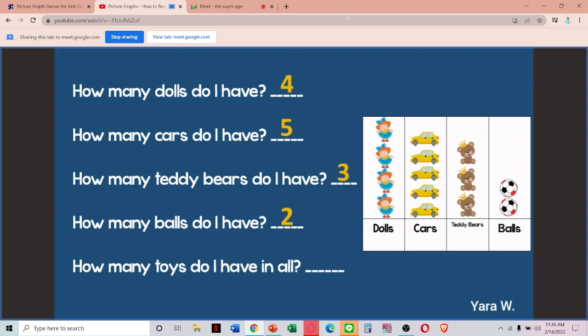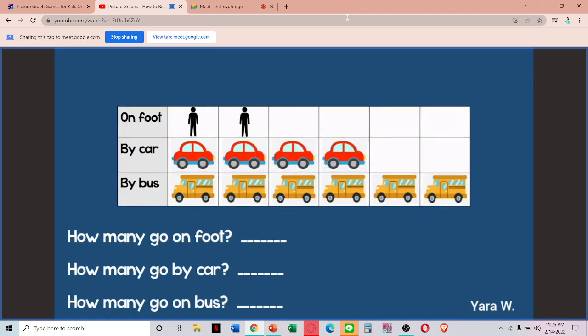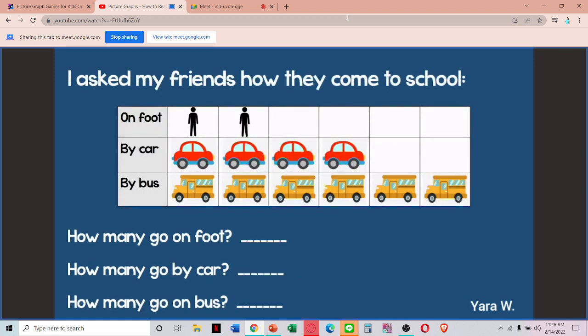I have 2 footballs. Now, the trickiest question of all is, how many toys do I have? I can count all the toys to find out. I have 14 toys. Cool. Now it's your turn to answer.